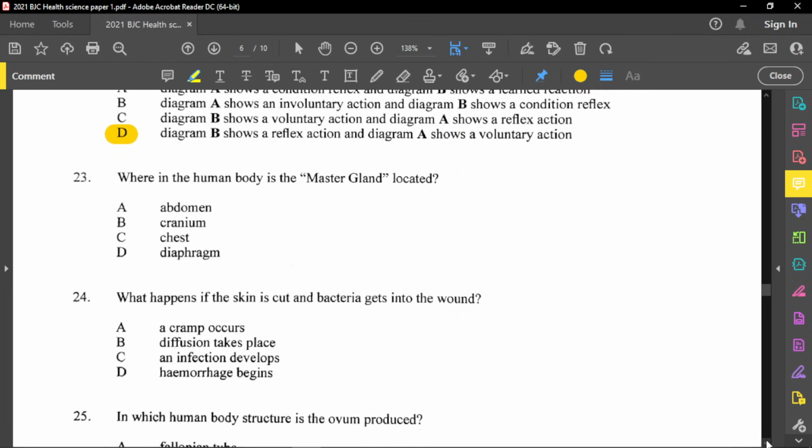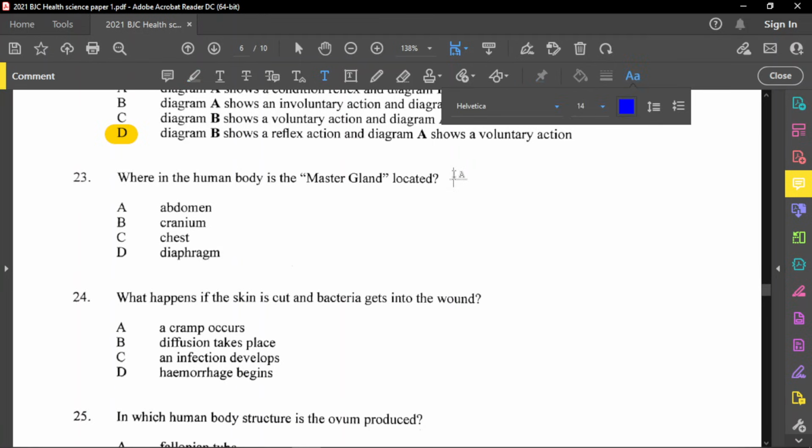For question number 23, where in the human body is the master gland located? And what is the master gland? That's the first question. What is called the master gland? The master gland is called the pituitary gland. So I must write it down for you. The pituitary gland is called the master gland.